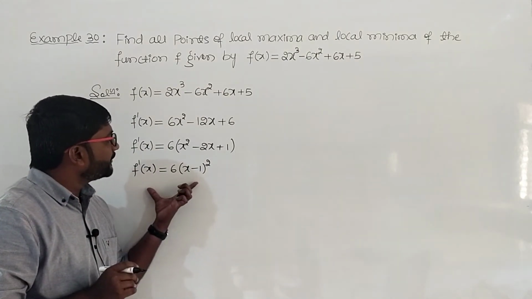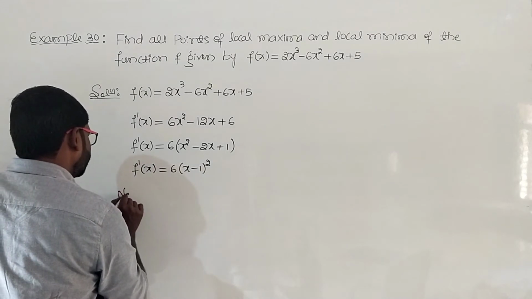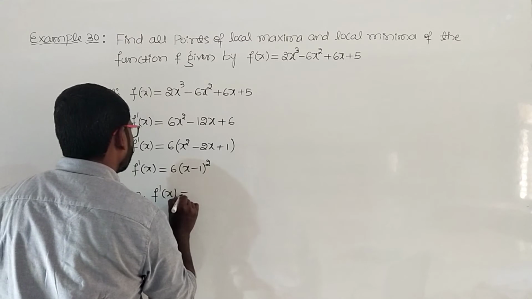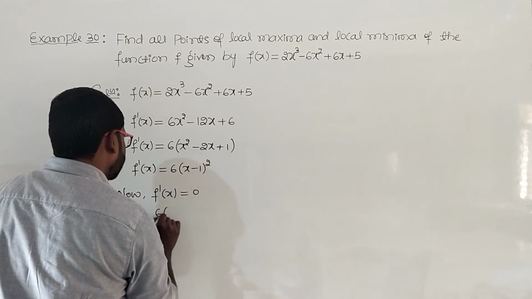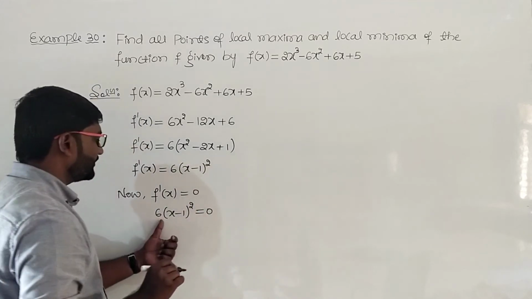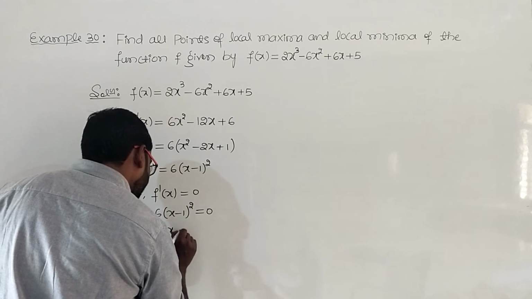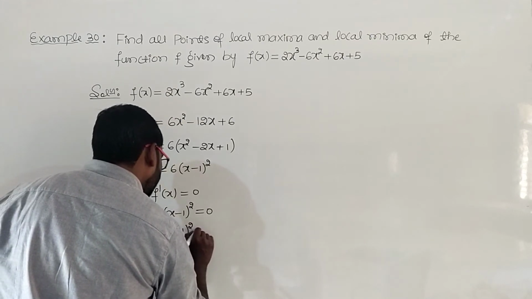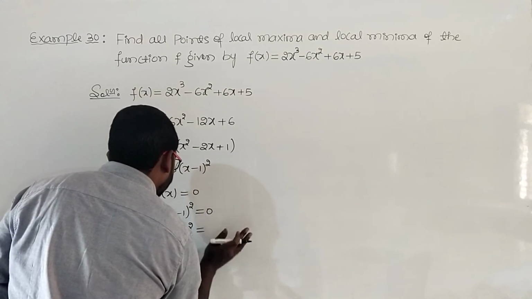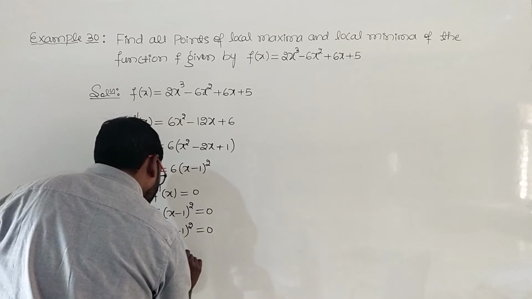Now to get the critical point, we will have to equate f dash of x with 0. f dash of x equal to 0 implies 6 into x minus 1 the whole square equals 0. Take 6 to the RHS, it goes to the denominator. 0 by 6 is 0. So x minus 1 the whole square equals 0, which implies x is equal to 1.